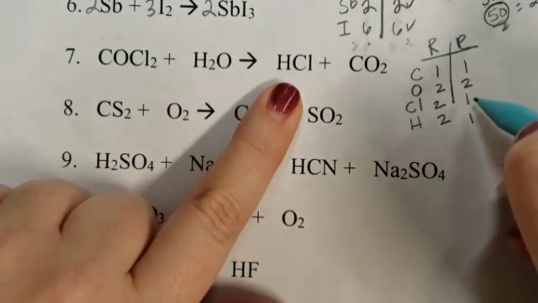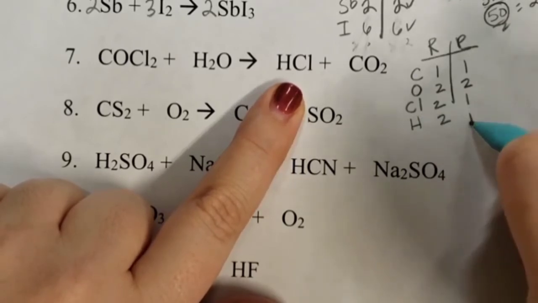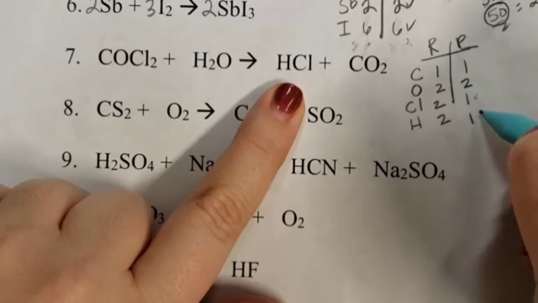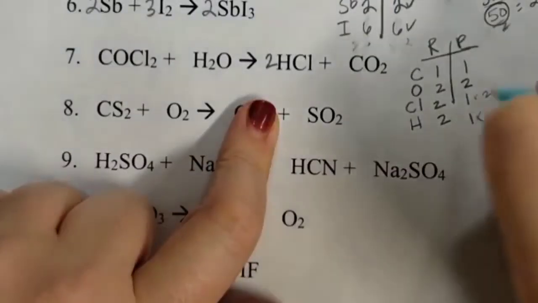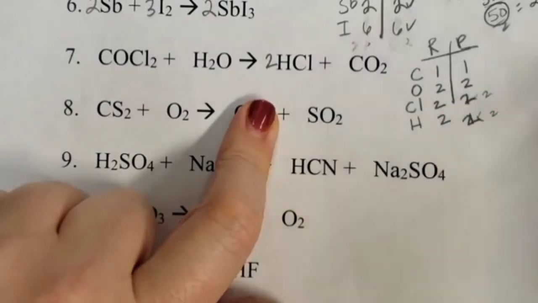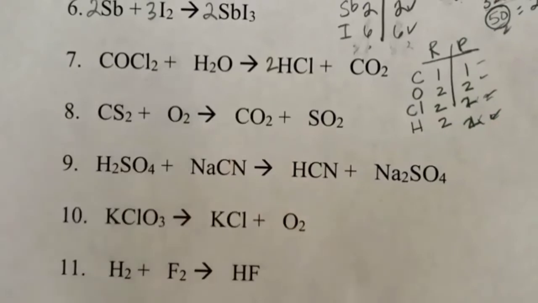Okay, so for Cl and H we need to do this times 2. That's easy. Okay, that turns this into a 2, and that turns this into a 2. And now everything's balanced. So easy.